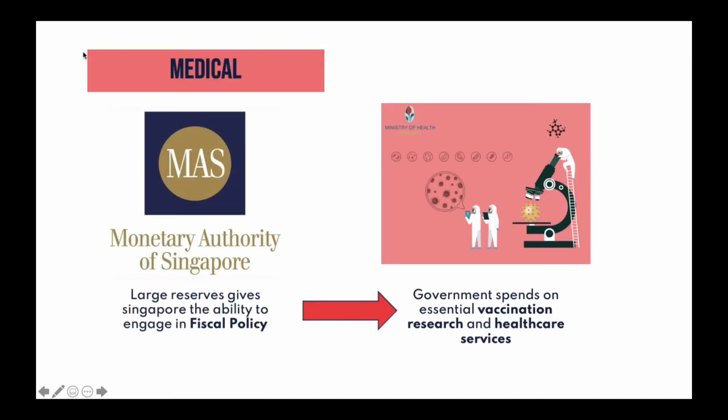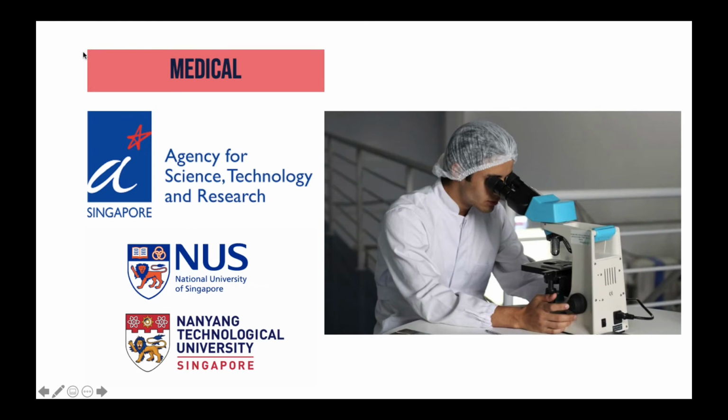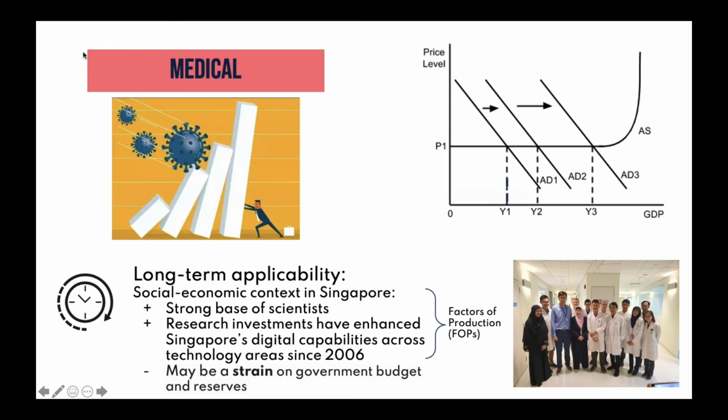The MAS has large reserves which give Singapore the ability to engage in fiscal policy, so the government can spend on essential vaccination research and healthcare services. Singapore also has a strong research sector for it to do research and development. Government spending, together with the multiplier effect, can increase the national income significantly, so this can help revive the economy.